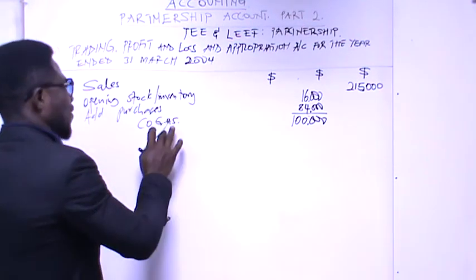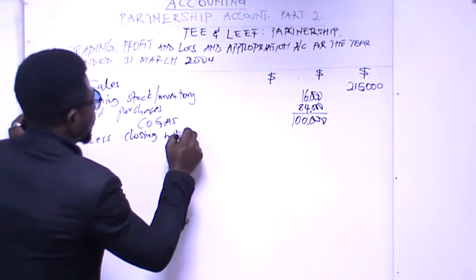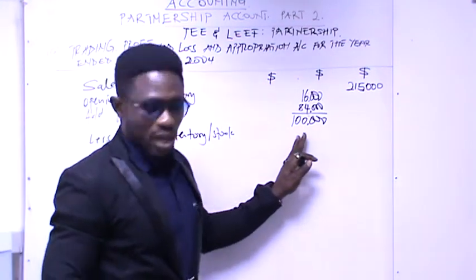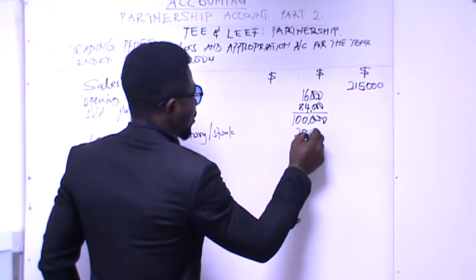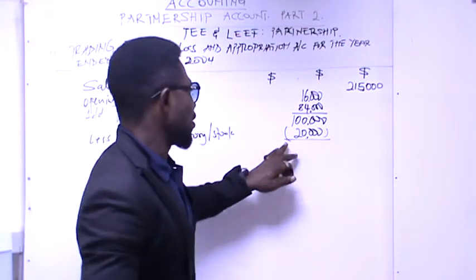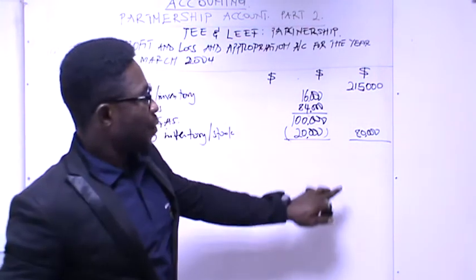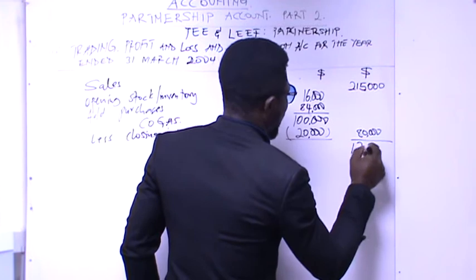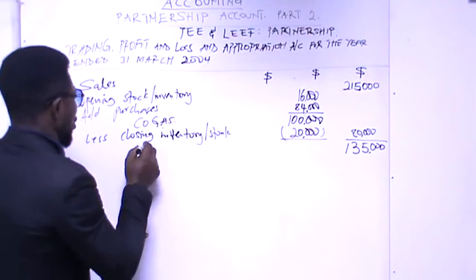This COGAS, or cost of goods available for sales, we're going to less our closing inventory or stock. From the question, we have our closing inventory to be 20,000. And when we deduct this, we're going to have our cost of sales, which is 80,000. So when we deduct 80,000 from 215,000, that is going to give us 135,000. So this 135,000 becomes our gross profit.